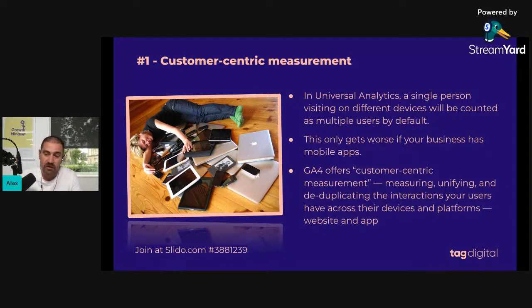And you can see when you have users interacting through their laptops, their desktops, their other devices like a connected TV, mobile devices, and apps, it's just getting more and more challenging to have accurate data. And this is even getting worse when you add mobile apps to the equation. So GA4 offers customer-centric measurement, which means it measures, unifies, and deduplicates the interactions your users have across their devices, website, and app.